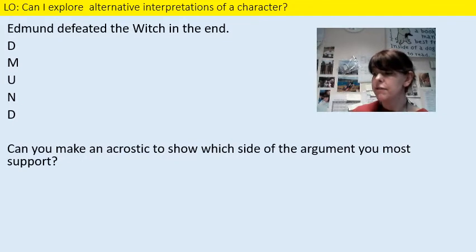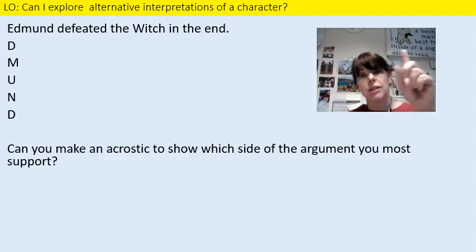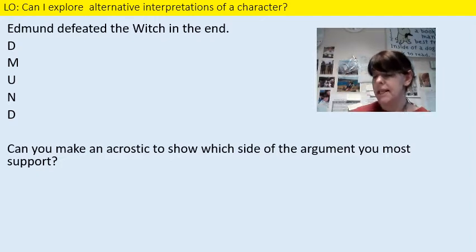Right, just as a bit of fun then to end the lesson, let's see if we can make an Edmund acrostic that brings all our different ideas about Edmund together. So we write Edmund down the left-hand side and then use each of those initial letters to start a sentence. So I've got Edmund defeated the witch at the end. Can you create something for E-D-M-U-N-D? And remember, there's a challenge task as well.